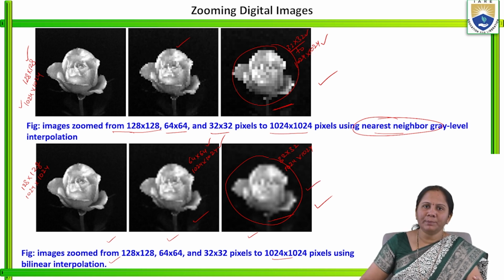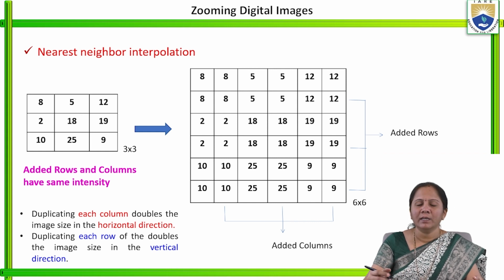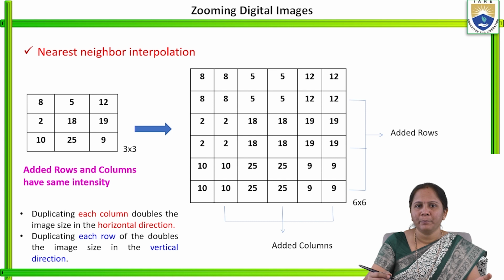The same concept we can discuss with the help of an example. As we have told, in order to perform zooming, we have to duplicate the number of rows and the number of columns. So in what way will we duplicate the rows and columns? In two procedures: bilinear interpolation and nearest neighbor interpolation.